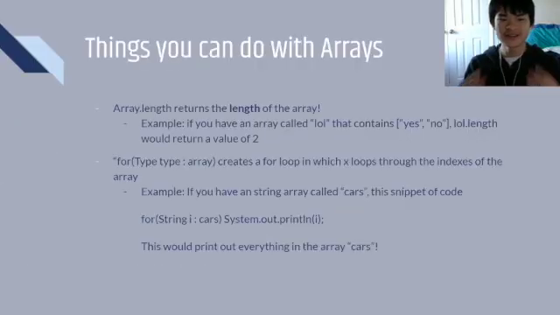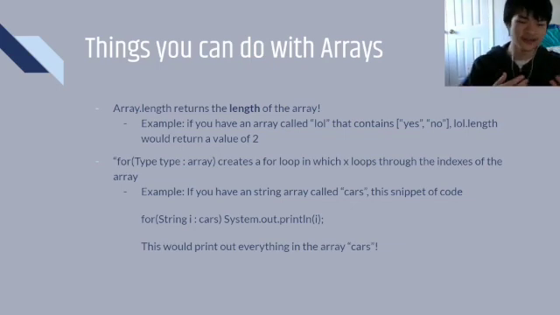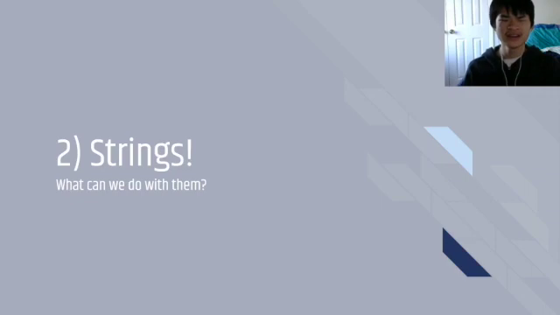That's a good way to have a for loop in an array, but there are other ways to do it. This is just a little bit easier to type out. So now let's get into strings. What exactly do we do with these things?